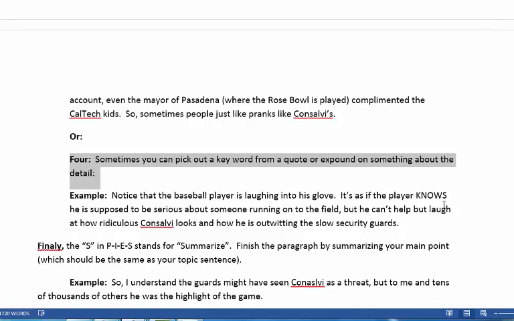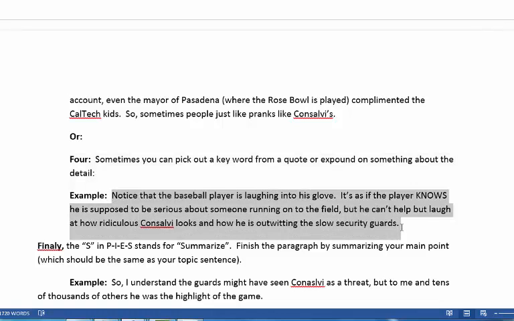Finally, a fourth way you can do explanation is sometimes you could just pick out a key word from a quote and expound about it. And here's kind of how I added some explanation here. I could say, notice the baseball player is laughing into his glove. It's as if the player knows he is supposed to be serious about someone running onto the field, but he can't help but laugh at how ridiculous Consalvi looks and how he's outwitting the slow security guards.